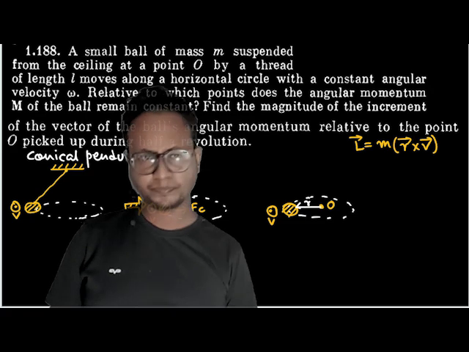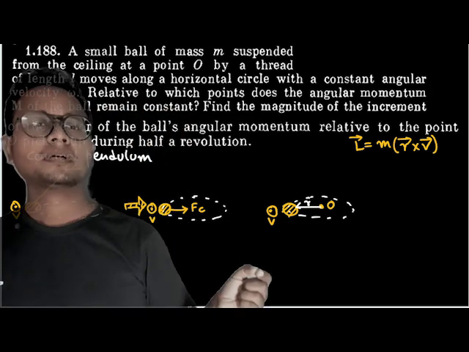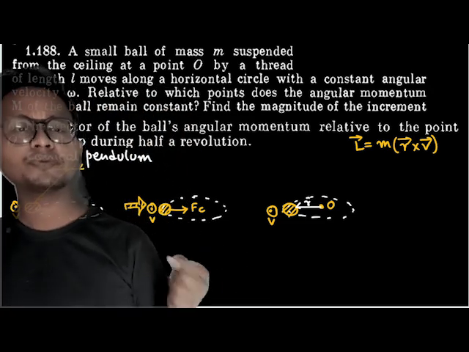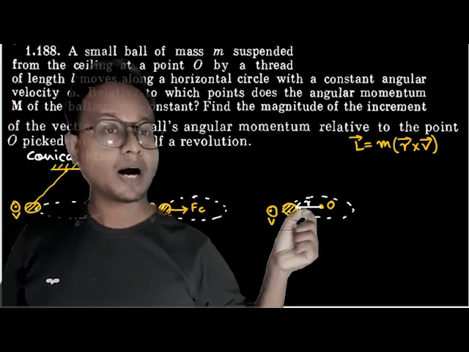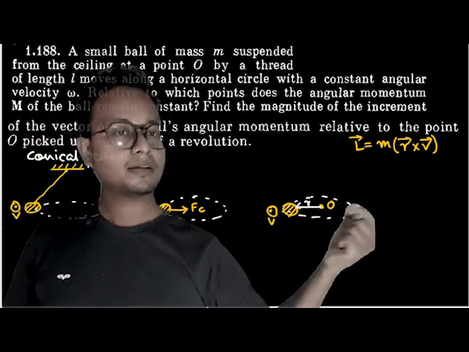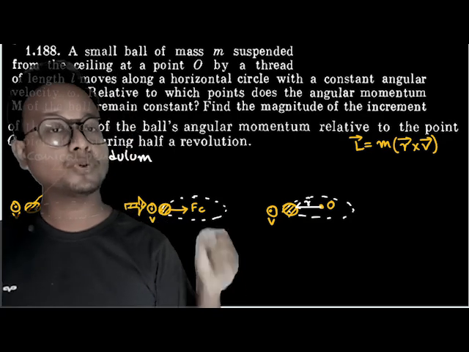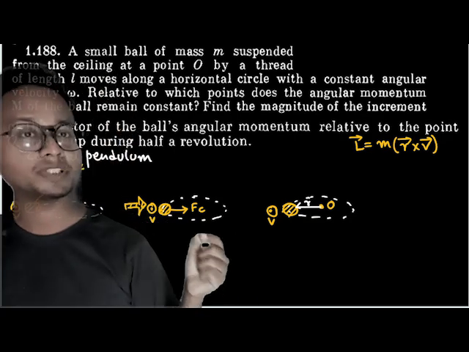Understood? Now what happens when you take your angular momentum about a point out here? The same case will happen out here. If you take the point outside the circle, the value of r would change when it is moving in a circle. So the magnitude and direction both will change when you take a point outside the circle.